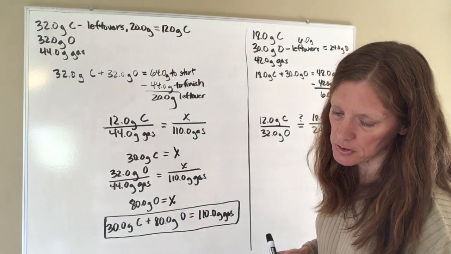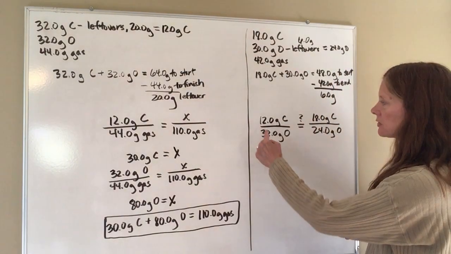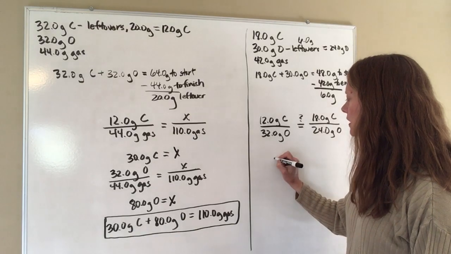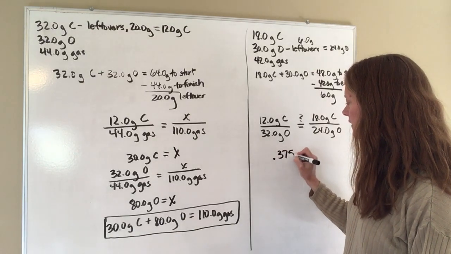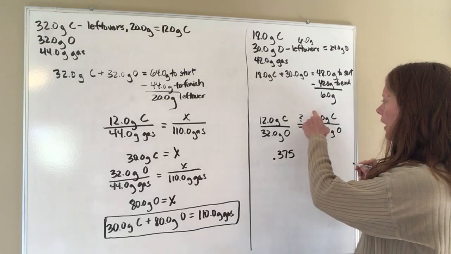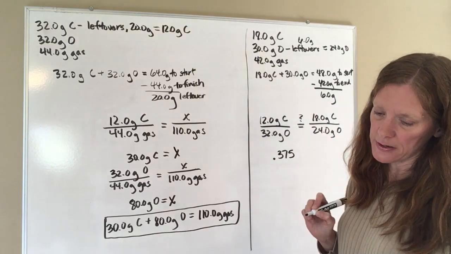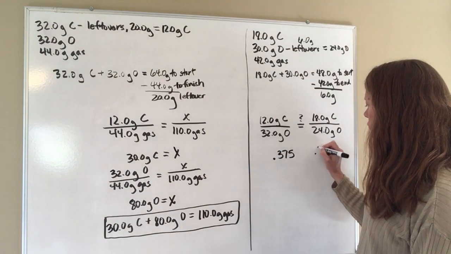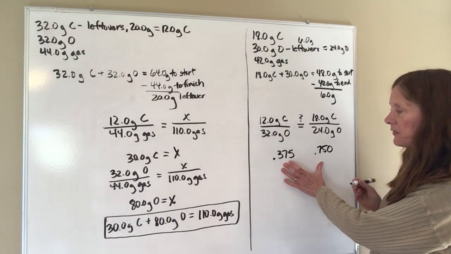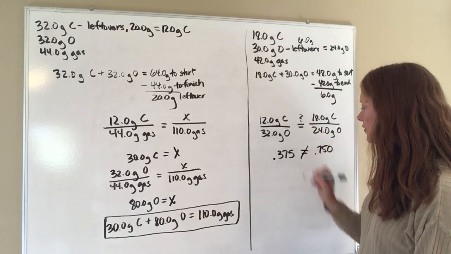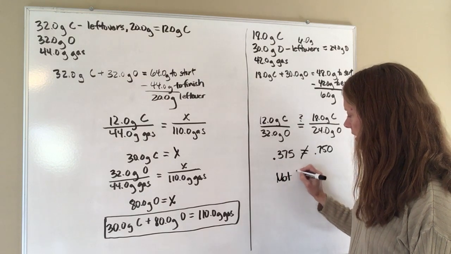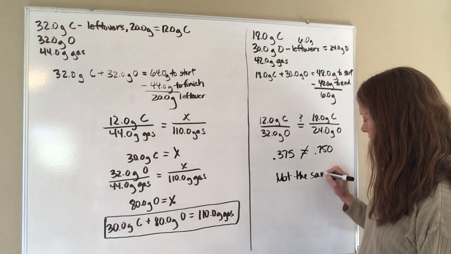So all I'm going to do is divide these out. If you type into your calculator 12 divided by 32, you're going to end up with 0.375 as a ratio between the carbon and the oxygen. On this side, 18 divided by 24 is going to give you 0.750. Well, obviously 0.375 and 0.75 are not equal to one another, so these gases that she made are not the same.